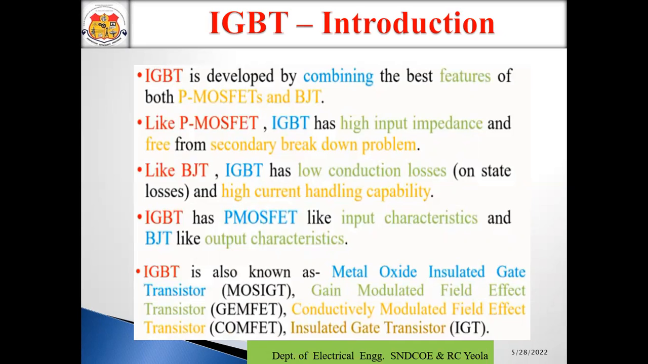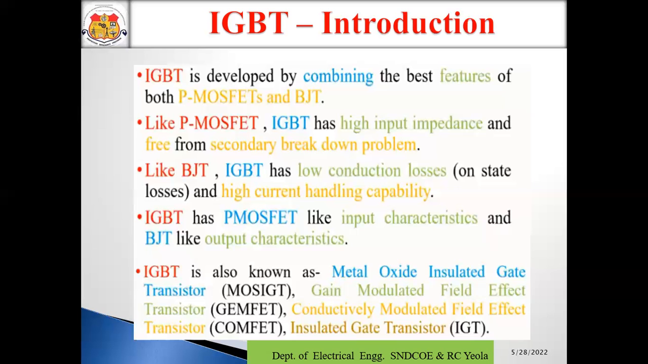Like the power MOSFET, IGBT has high input impedance and is free from the secondary breakdown problem. Like BJT, IGBT has low conduction losses, that is on-state losses, and high current handling capability. IGBT has MOSFET-like input characteristics and BJT-like output characteristics. That means in IGBT, the input characteristic looks like a MOSFET and the output characteristic looks like a BJT.